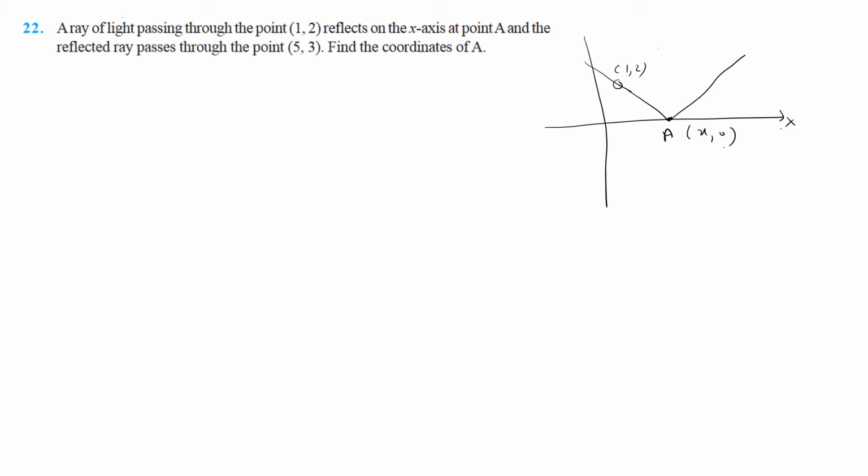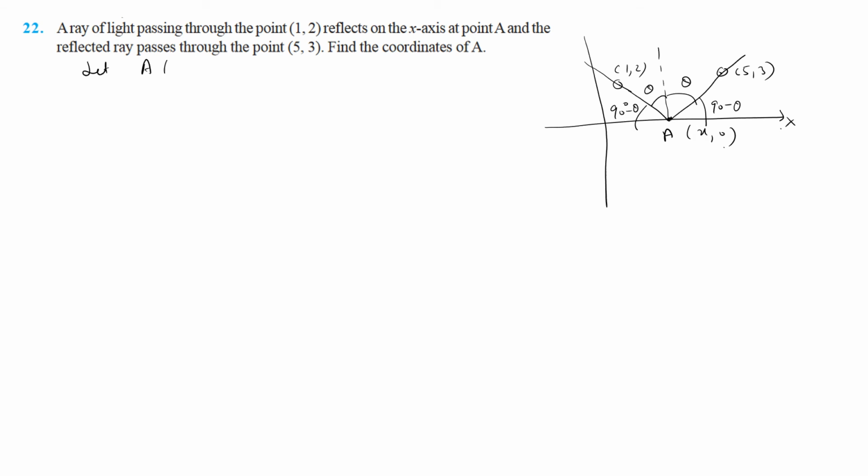This is your normal. It is reflected and passes through the point (5, 3). So the angle of incidence is equal to the angle of reflection. Everybody knows that this angle is 90 minus theta and this angle is also 90 minus theta.